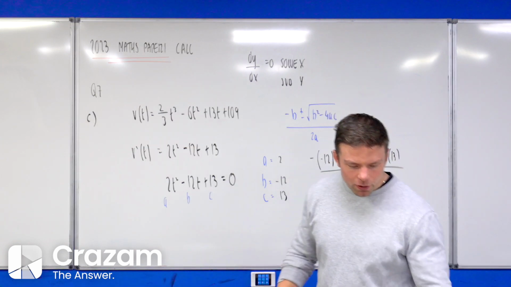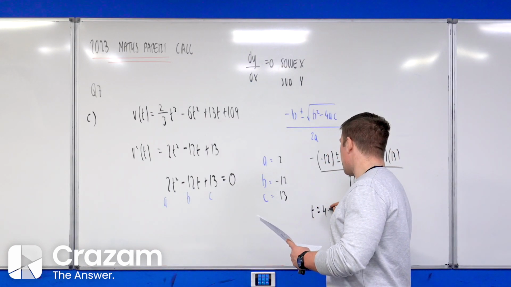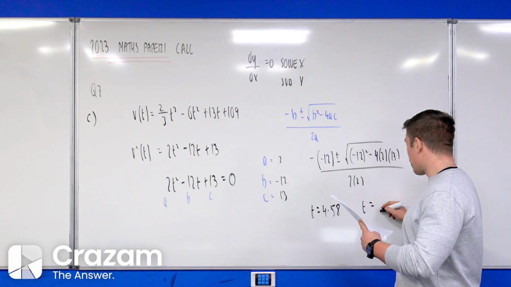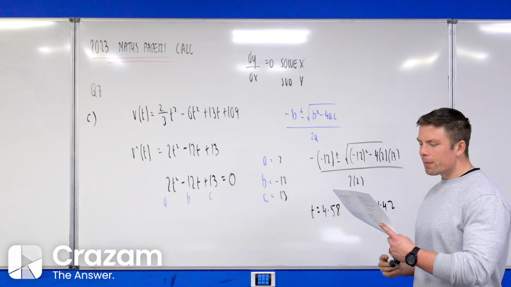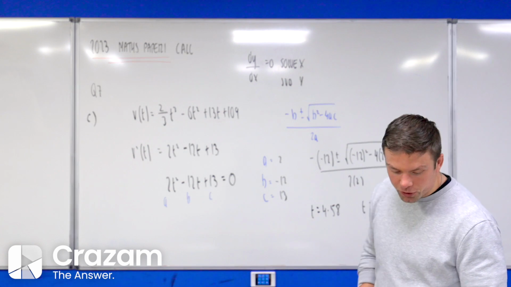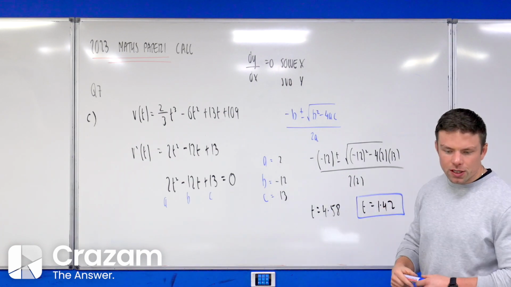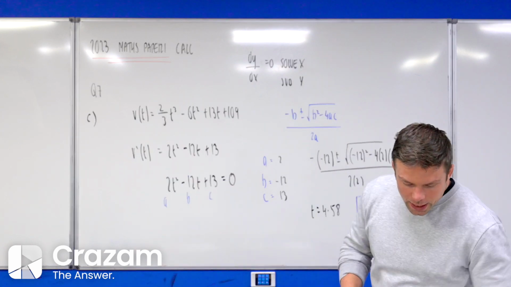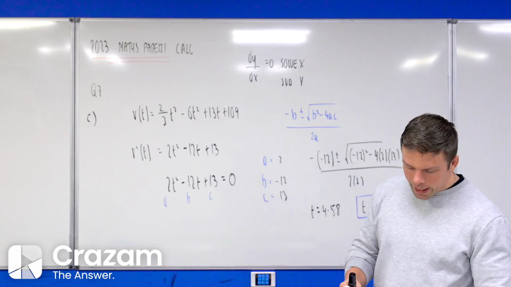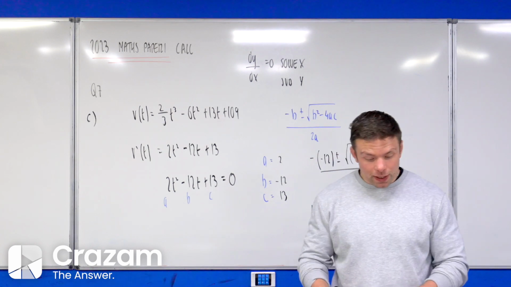Stick that into your calculator once with a plus and once with a minus. You get t equals 4.58 and you get t equals 1.42. Now, it's very important that it says her maximum speed during the first 4 minutes. So therefore, this is our answer. It's where t is equal to 1.42. There are other ways of doing that if you wanted to. But yeah, that's absolutely fantastic there for part C.